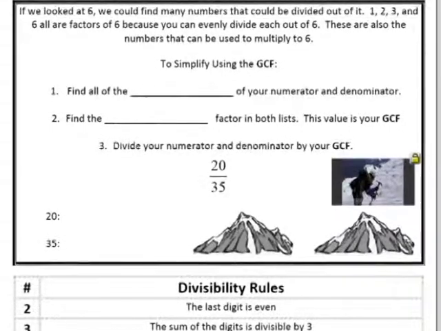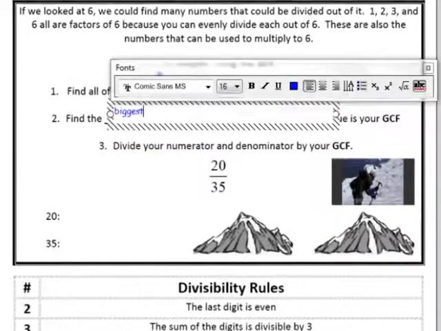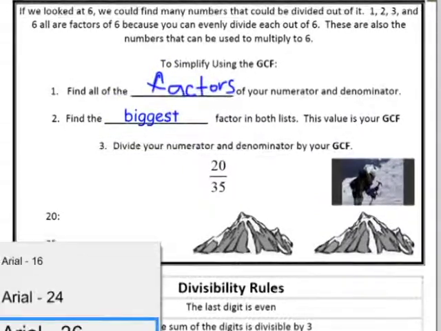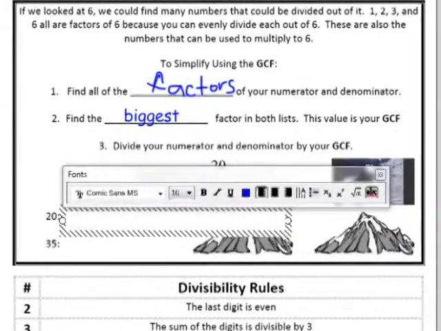They're all factors. When you are simplifying fractions, you need to find all of the factors of both your numerator and denominator, and then find the biggest factor in both lists, or greatest. So that's why it's very important, and I'll show you how to do this, to have these factors in numerical order.